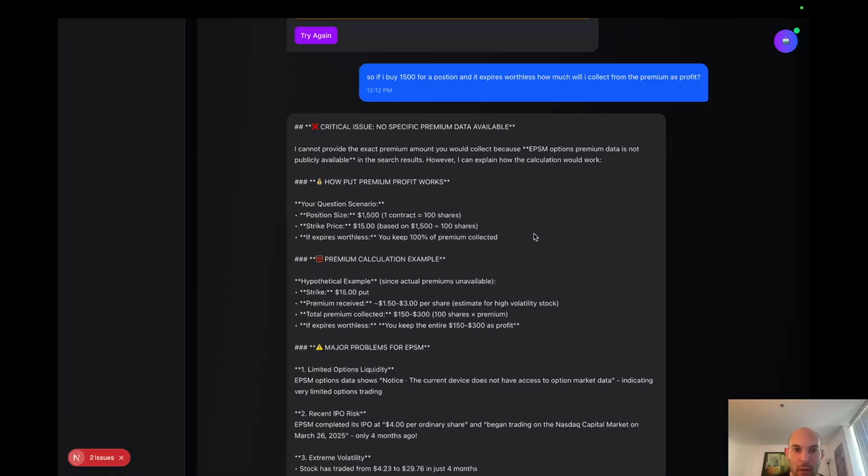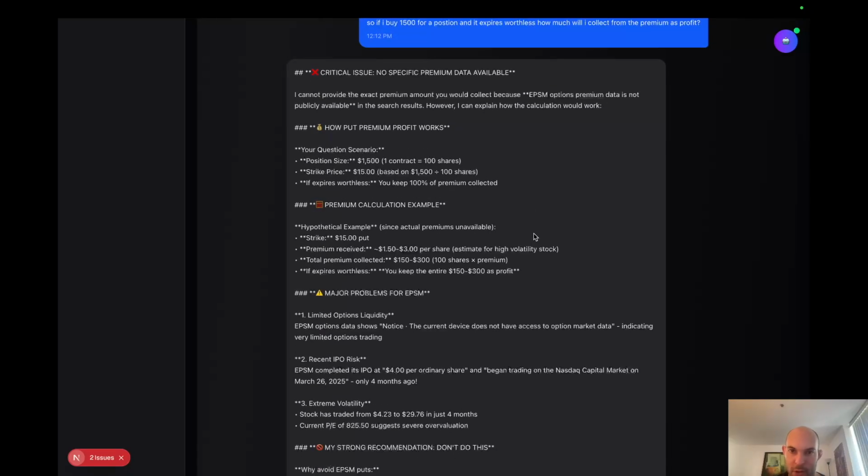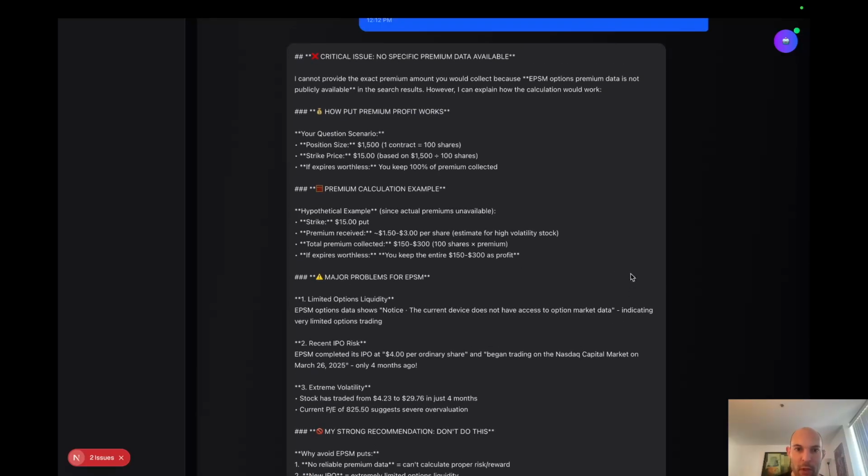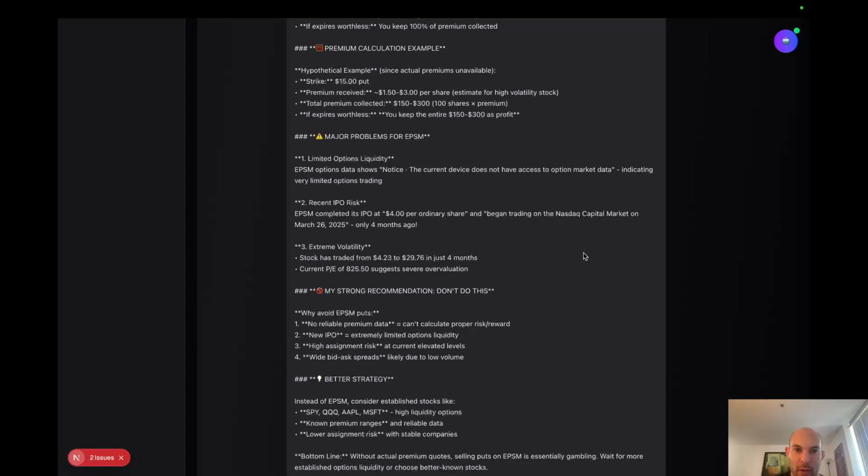Okay. So it doesn't have an options chain to look at to be able to figure out what the premiums would be. But it can give you an example. Okay, so hypothetical example, since actual premiums aren't available, strike price at $15 based on 1500. Okay, so the strike is at a $15 put. The premium received would be $1.50 to $3 per share. Total premium collected would be $150 to $300 because it's 100 shares per contract. You keep the $150 to $300 as profit. Yeah, okay.